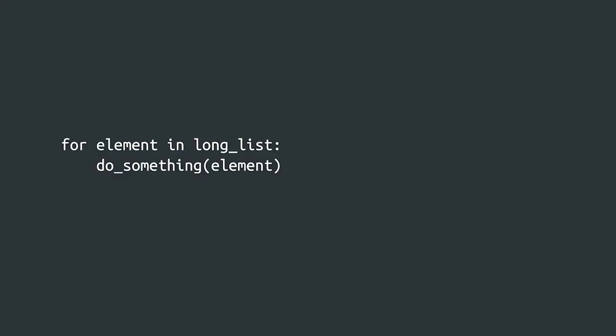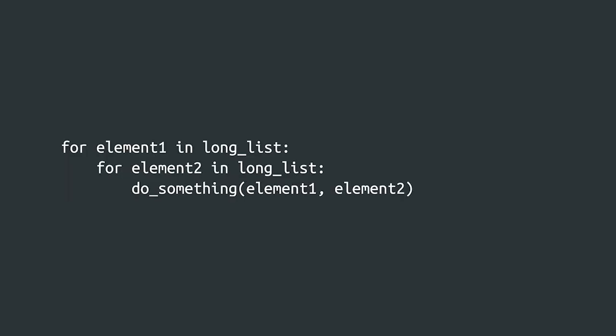Let's say your manager asks you to do an operation that will run through a list of 10,000 elements. If the operation takes 1 millisecond per element, the whole loop would take 1 millisecond times 10,000 to complete, which is 10 seconds. Now, imagine we add a nested loop that has to go over the same 10,000 elements.